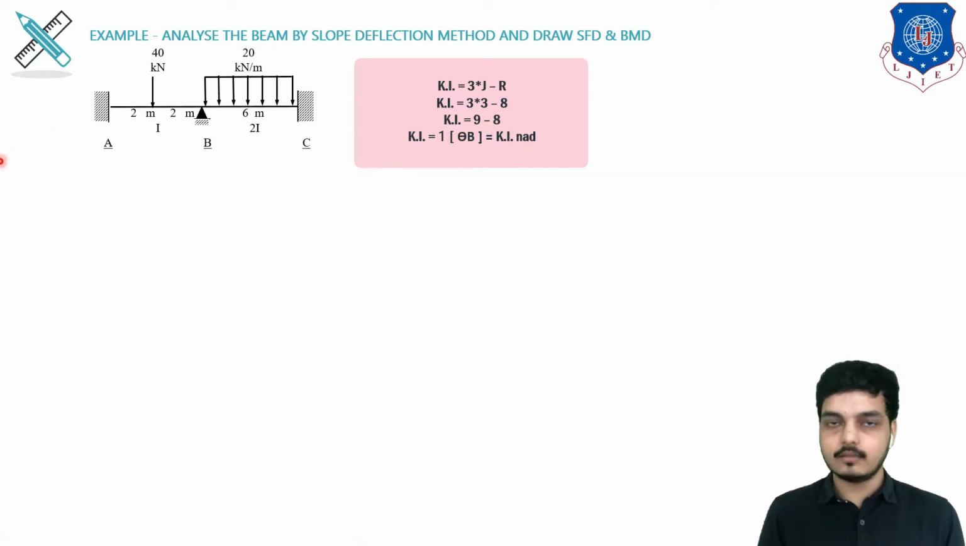And the fixed support resists everything: vertical, horizontal as well as moment. But the simple support resists only 2, the horizontal reaction and vertical reaction, not the moment. So that is the unknown, which is also known as theta B. Now there is only a single unknown, which is the rotation, and there is no horizontal deflection, so it will be equal to Ki and D only. So let's start our sum based on this.